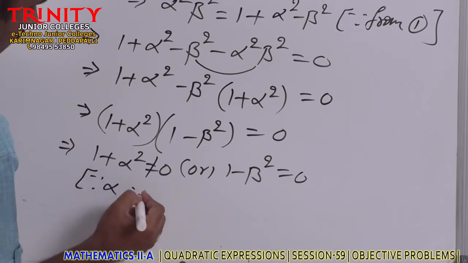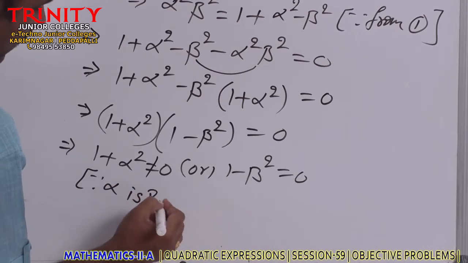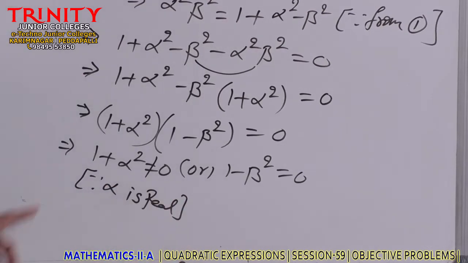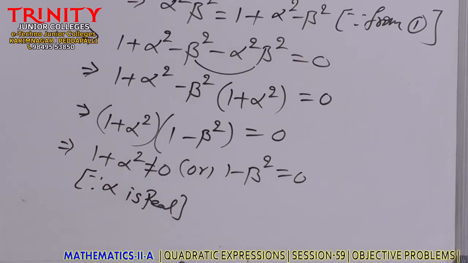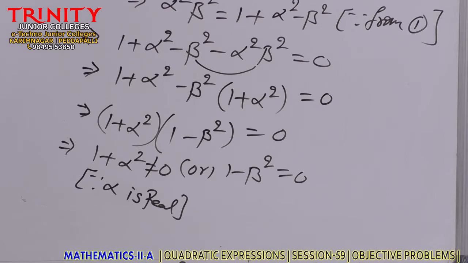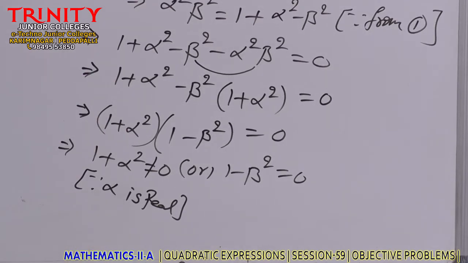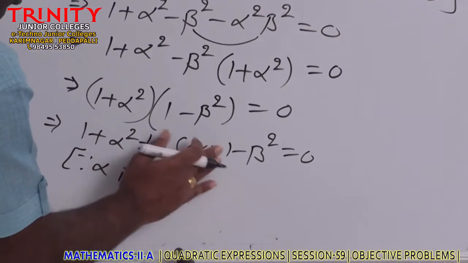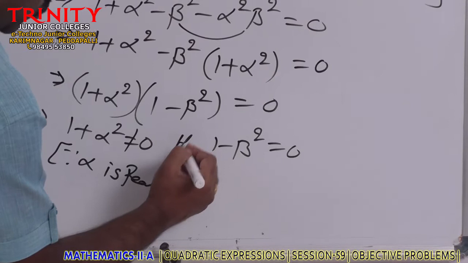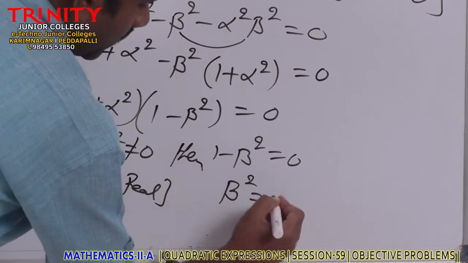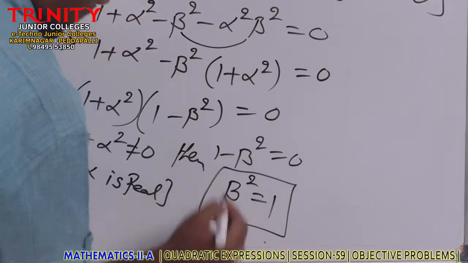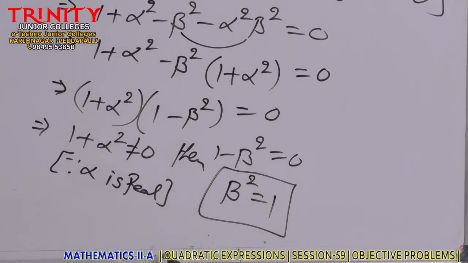Since alpha is real, if we take 1 plus alpha square equal to 0, then we will get alpha equal to root of minus 1, that is nothing but i, which is not a real number, which is a complex number. That is a contradiction to the given statement that alpha, beta are real numbers. That's why 1 plus alpha square is not equal to 0. Then automatically what you have to take? Compulsorily 1 minus beta square equal to 0. Therefore, beta square is equal to what? The value of beta square is equal to 1.